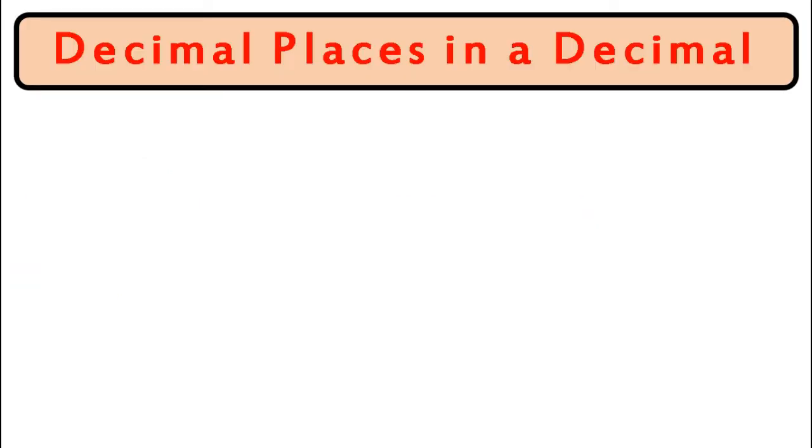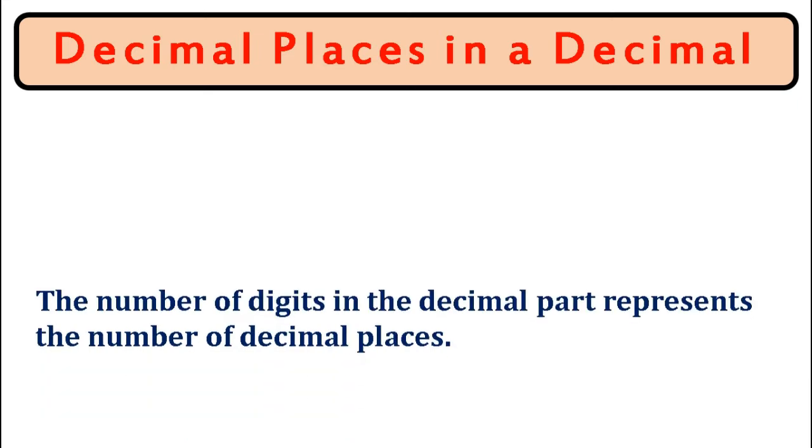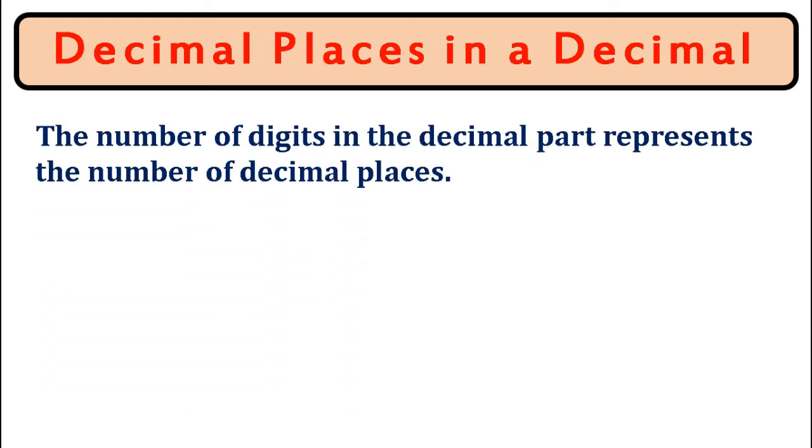Let us now understand another interesting concept of decimals, which is known as decimal places. I have already explained in the previous video that a decimal number is divided into two parts, a whole number part and a decimal part. So the number of decimal places is represented by the number of digits in the decimal part.